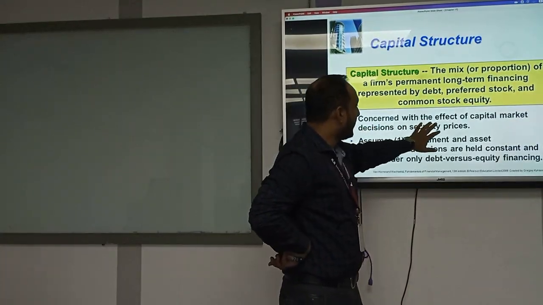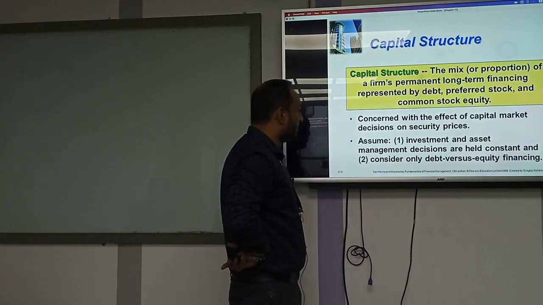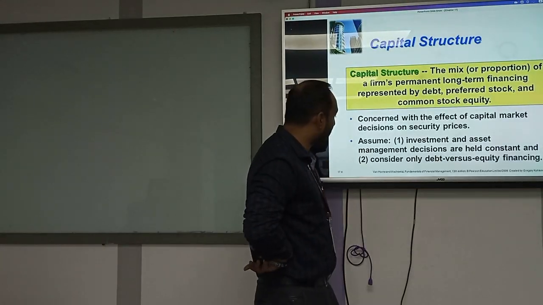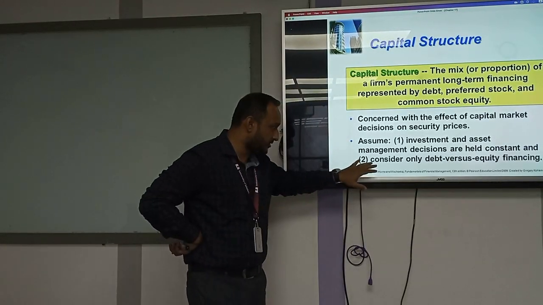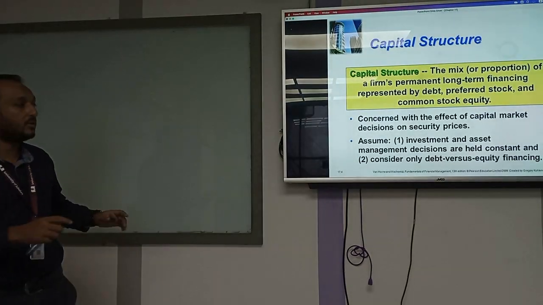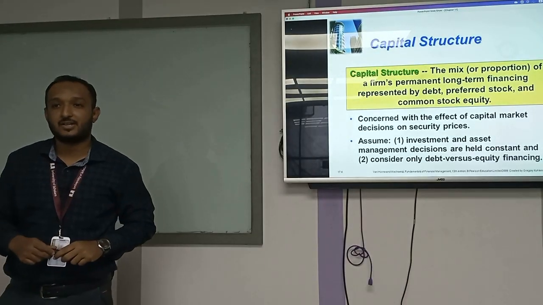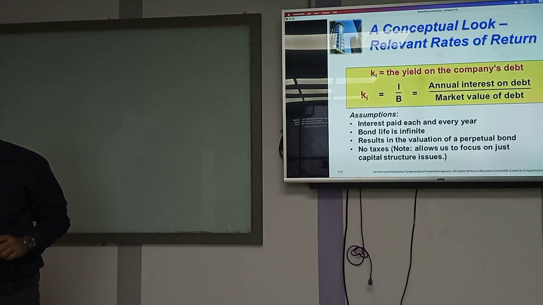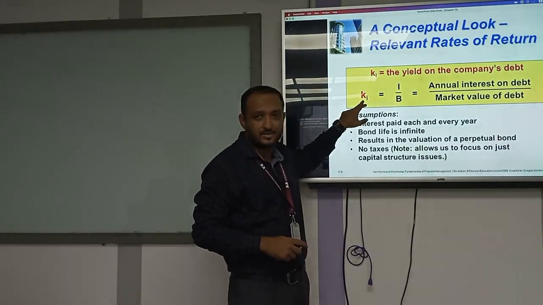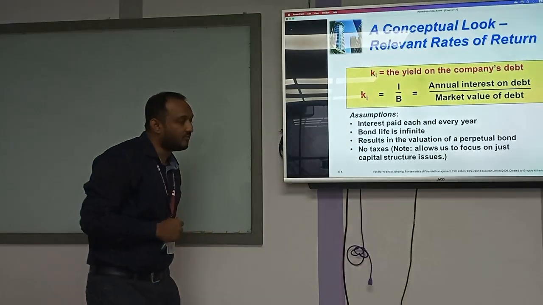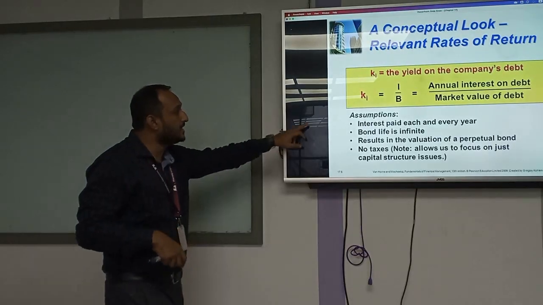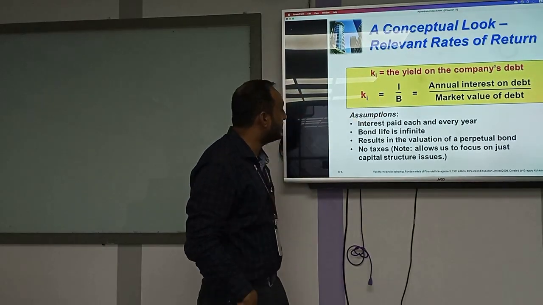We are concerned with the effect of capital market decisions on security prices. There will be two types of assumptions here. One assumption is that investment and asset management decisions are held constant and we consider only debt versus equity financing. Preliminarily, we will talk about only debt securities and equity financing. Okay. So this is Ki, the cost of bond or debt financing, the yield on the company's debt. So what is the formula for Ki?